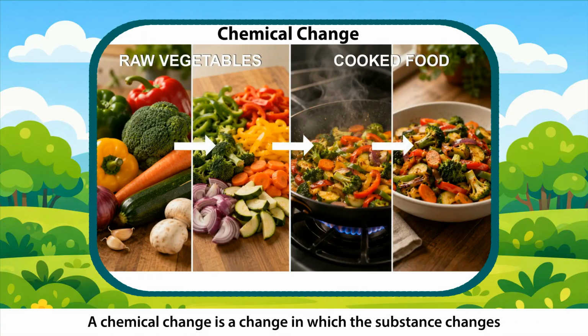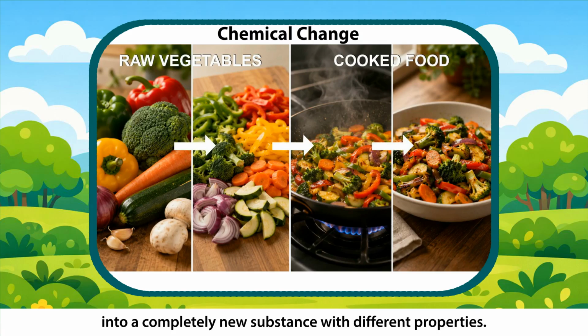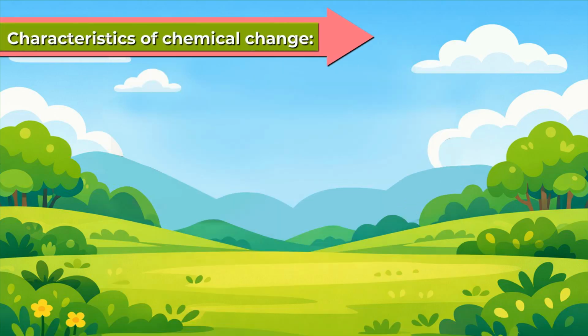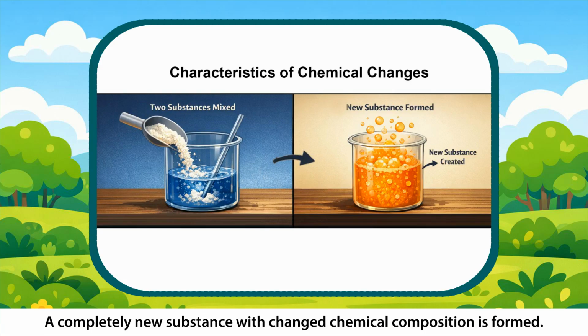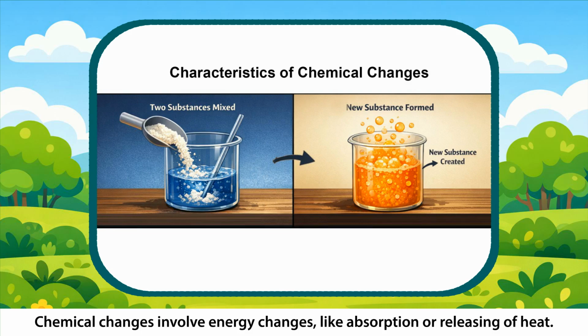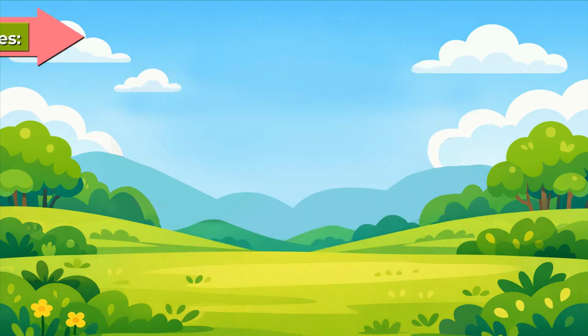Chemical change. A chemical change is a change in which the substance changes into a completely new substance with different properties. In this type of change, the original substance undergoes a chemical reaction and is usually not reversible. Characteristics of chemical change: A completely new substance with changed chemical composition is formed. Chemical changes are permanent as they are irreversible. Chemical changes involve energy changes like absorption or release of heat.